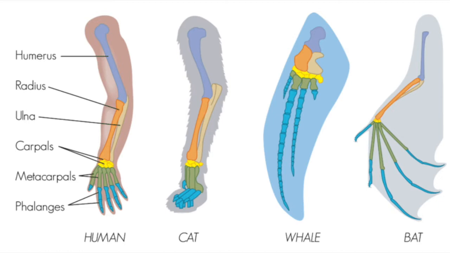And then you get to the carpals. We would call that our wrist. And then the metacarpals, that's like the palm of your hand. And then the phalanges, and those are your fingers. So if you look at the human, the cat, the whale, and the bat, they all have this same setup, this same structure. Now, there's some key differences. If you look at the whale and the bat, their phalanges are much longer, right? But it's the same basic setup. And so that's why we call these homologous structures.